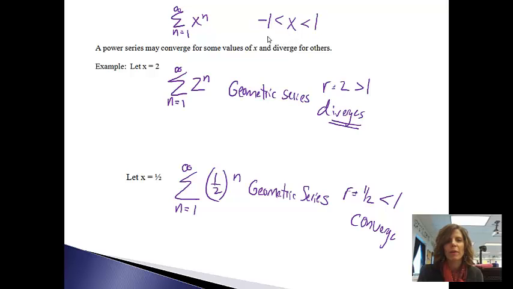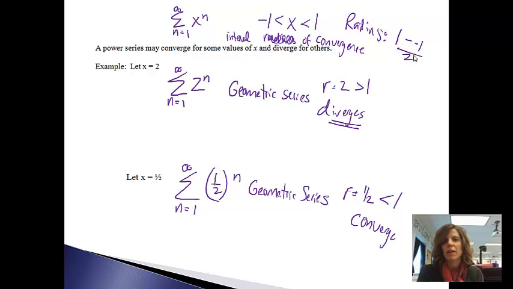This is something called the interval of convergence. That's how we denote where it would converge. Then we're also going to have something called the radius of convergence, and to get the radius, you just take the right point of the interval minus the left point of the interval and divide by 2, so the radius is going to equal 1.